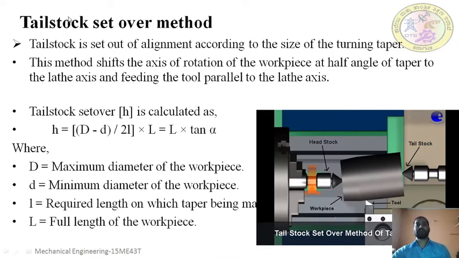In this method, the tailstock is set out of alignment according to the required size of the taper being turned. This method shifts the axis of rotation of the workpiece by half the angle of taper to the lathe axis, and the tool is fed parallel to the lathe axis. See here, this is the normal axis of rotation of the workpiece. Here the tailstock is set out of the axis of rotation of the workpiece. If it is straight, it is a straight line here.